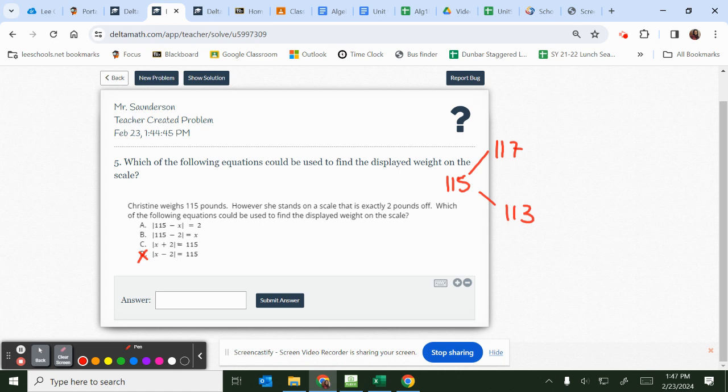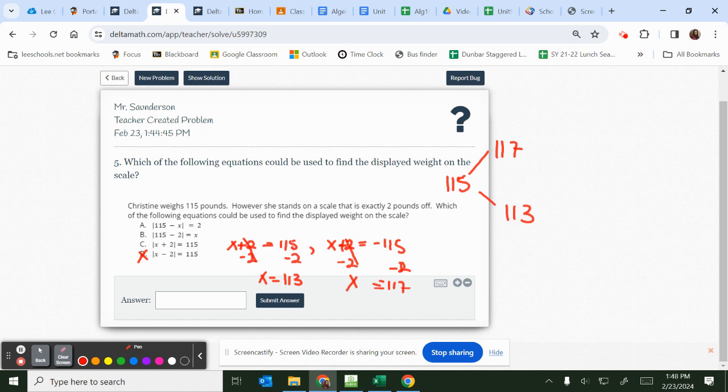When I see the absolute value, I'm saying x plus 2 could be a positive 115 or x plus 2, sorry, could be a negative 115. Using the same theory, guys, yes, I would get 113 here because I would need to subtract 2. X would be 113. However, if I subtract 2 here, I get negative 117. But can your weight be negative? No. You needed a positive 117, not a negative.